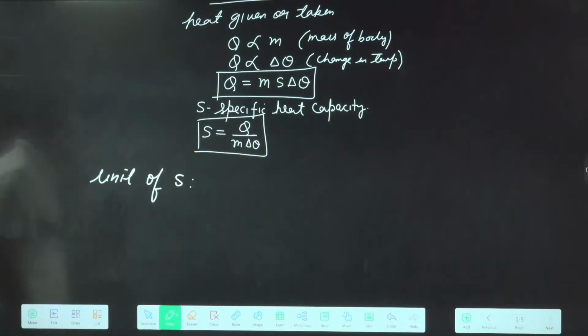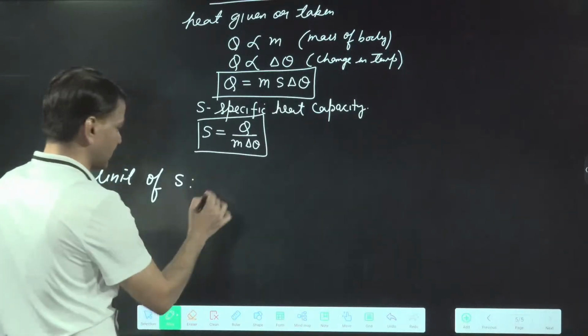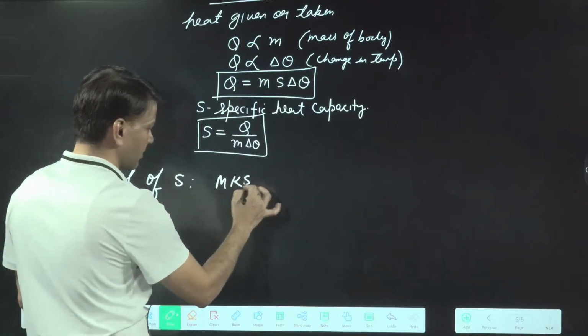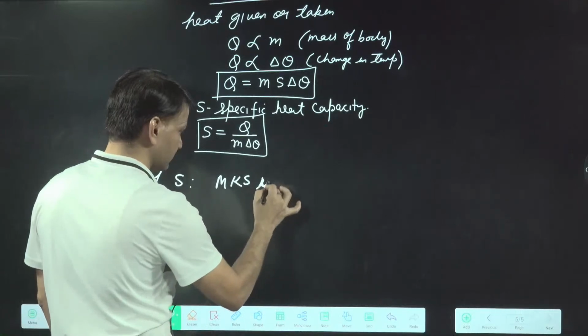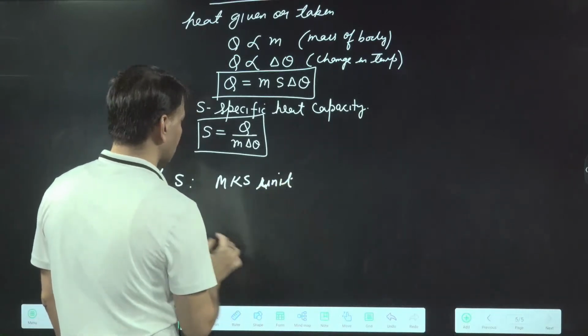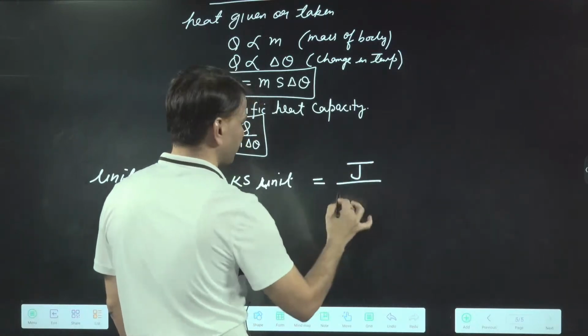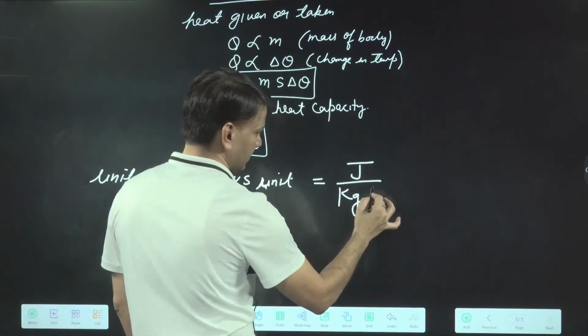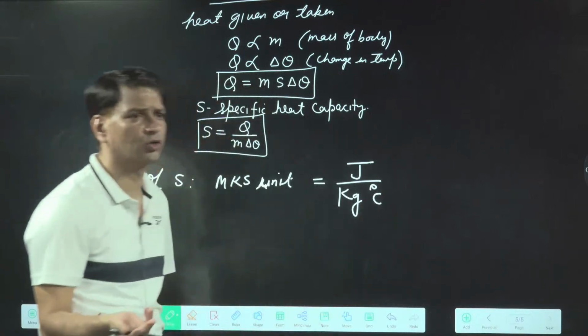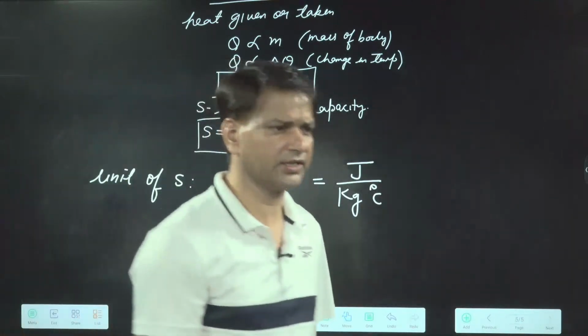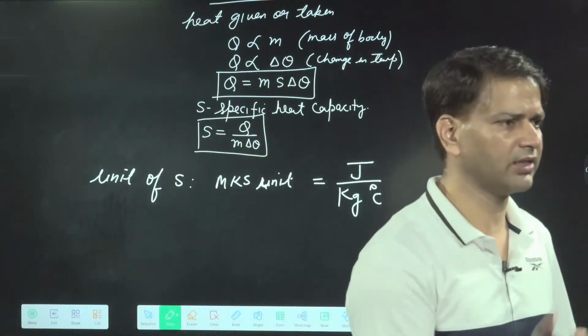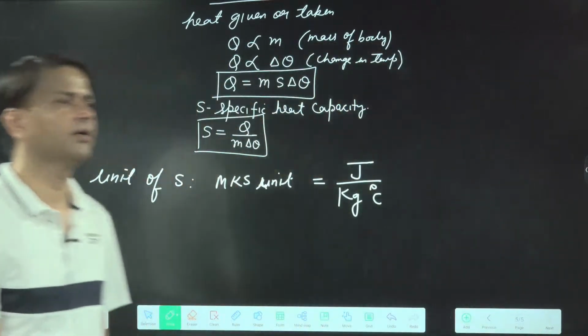So what is the unit of S? The SI unit, or MKS unit, is joule per kg degree C or Kelvin. Both you can use because it is a delta theta. So for delta theta you can either write Kelvin or degree C, it doesn't matter.